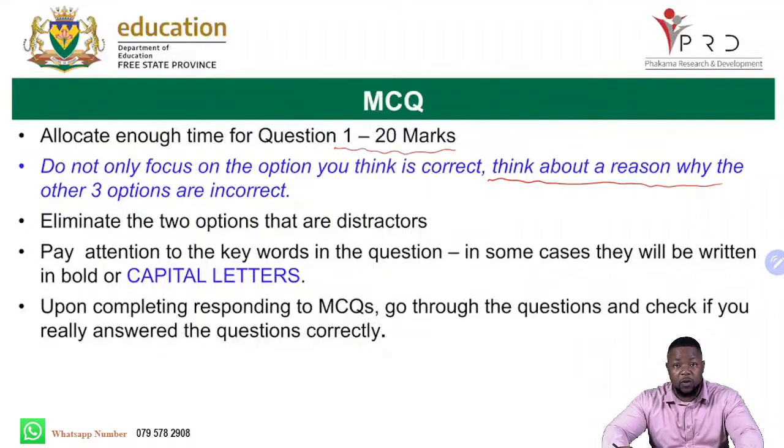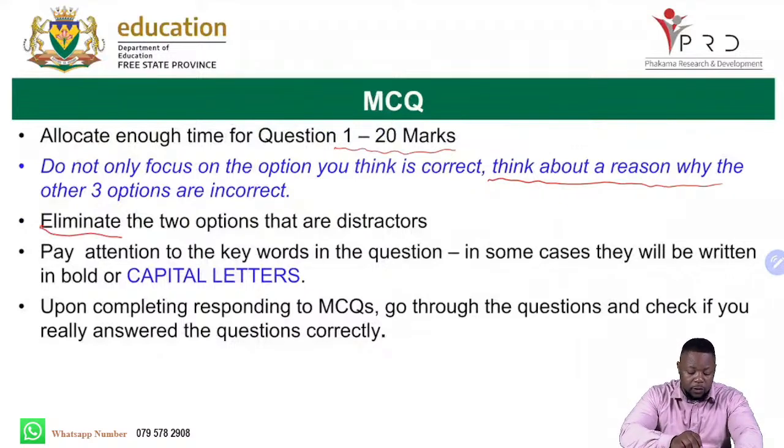In the multiple choice questions, there will always be 2 options that are distractors. It is very important that you start by eliminating the 2 distractors so that you are left with only 2 options that are very close to the correct answer, so that you may choose the most correct answer.